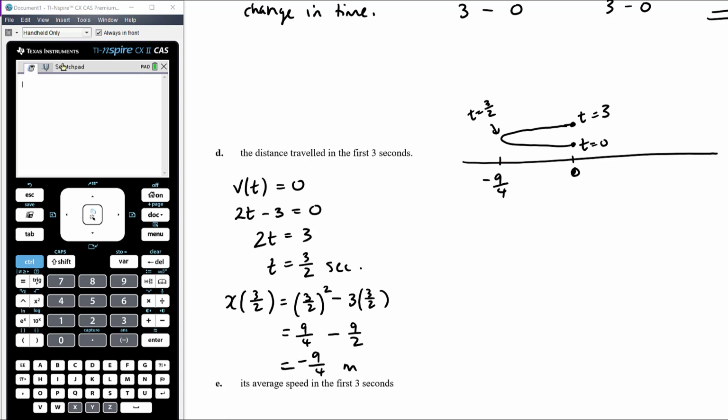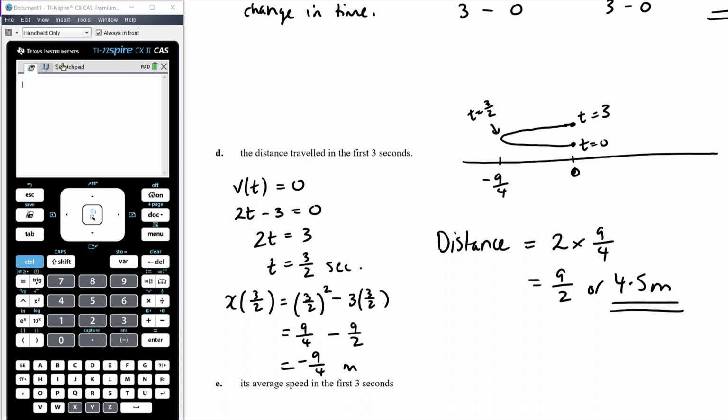So the distance travelled in the first 3 seconds. We can clearly see the distance is 2 times 9 on 4. It's not negative 9 on 4, there's no negative distance. So it's 9 on 2 or 4.5 metres. So let's just make that more legible, 4.5 metres.